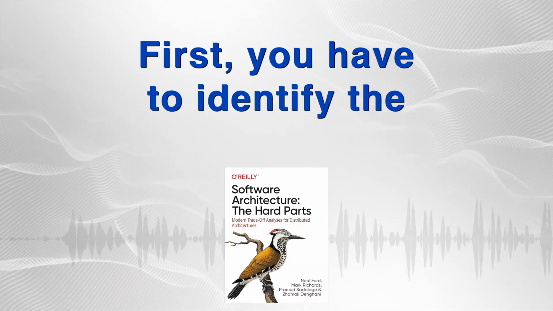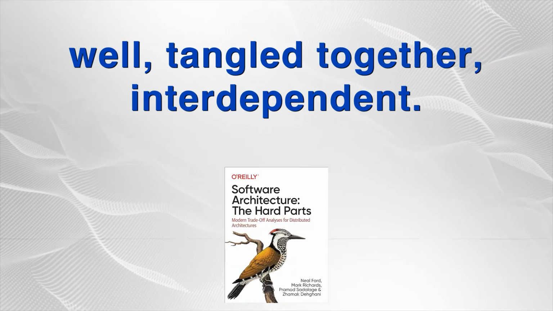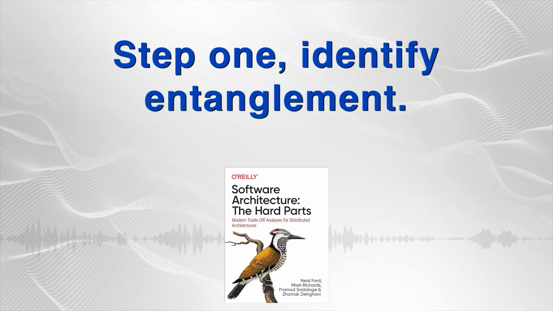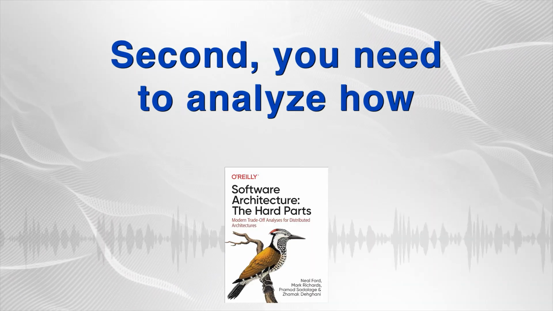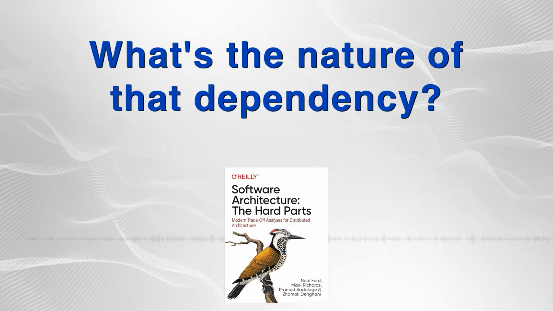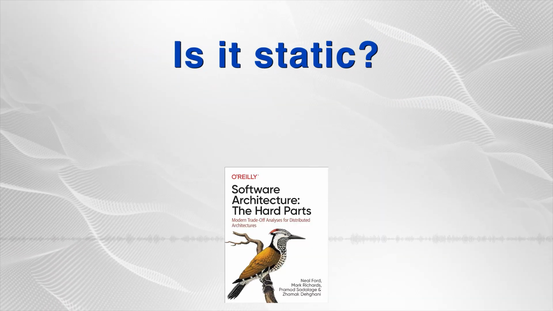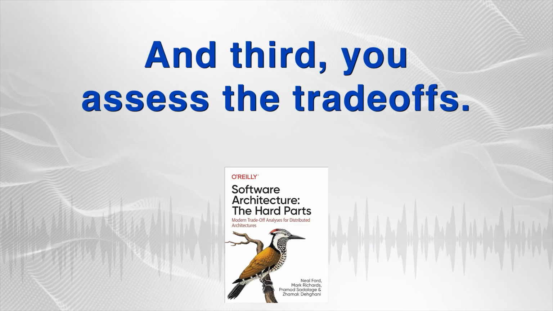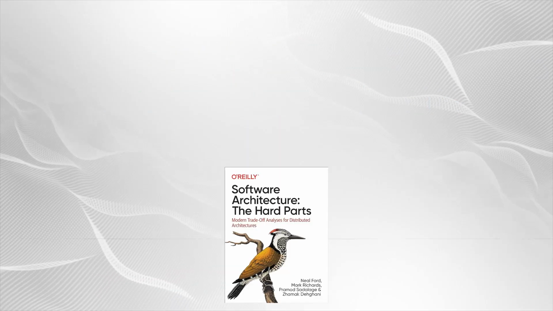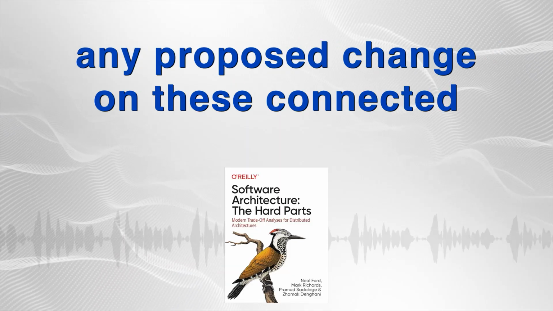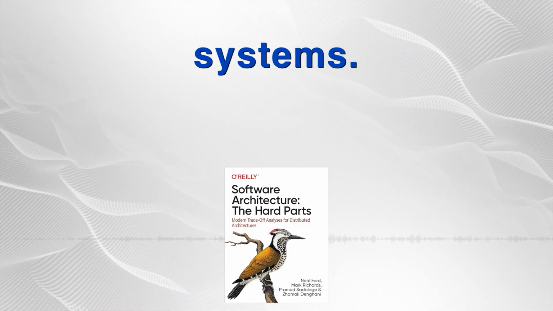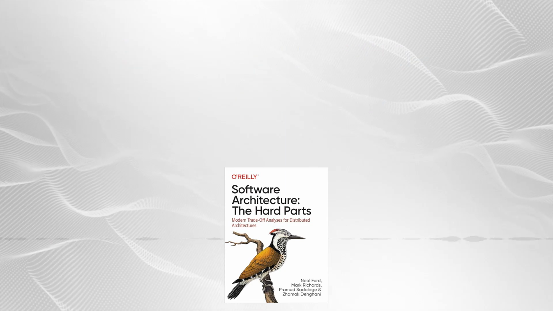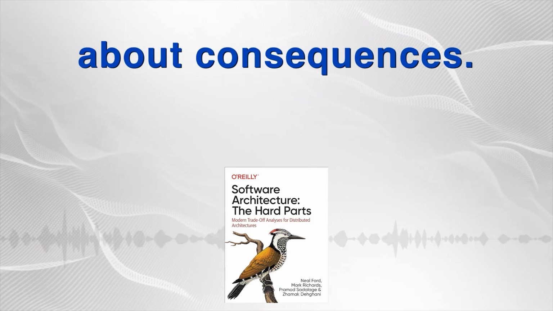First, you have to identify the parts of the system that are, well, tangled together, interdependent. Step 1: identify entanglement. Second, you need to analyze how they're coupled. What's the nature of that dependency? Is it static, dynamic? Understand the coupling mechanism. And third, you assess the trade-offs. You look at the impact of any proposed change on these connected systems. It's about understanding the ripple effects before you make the change. A very structured way to think about consequences.